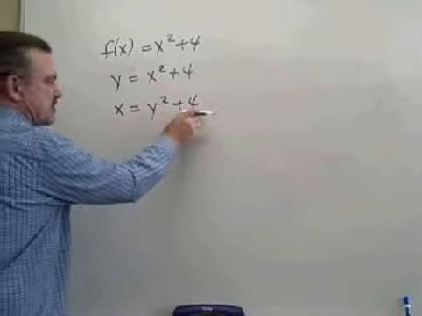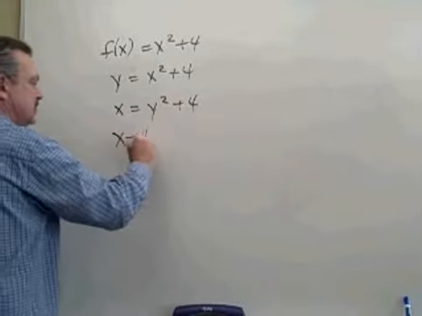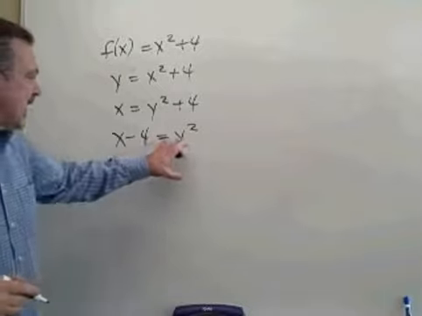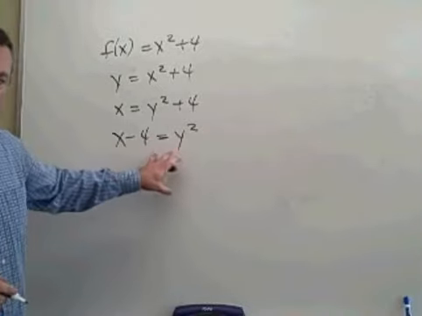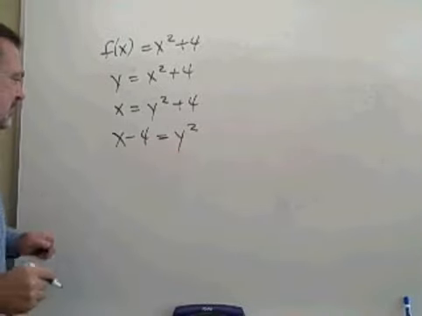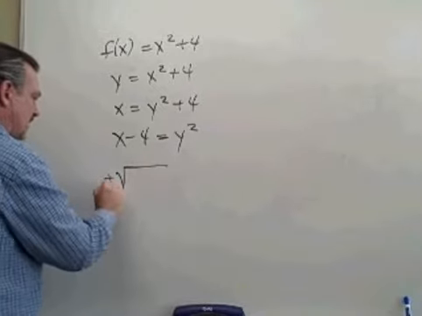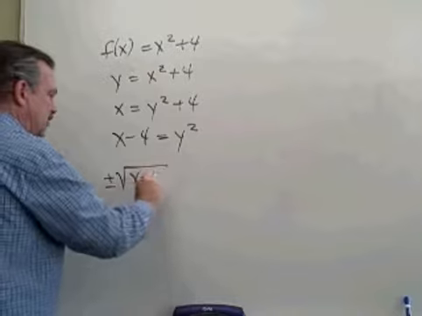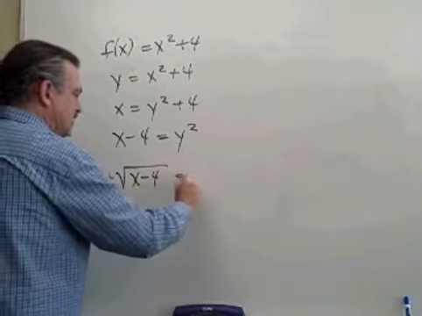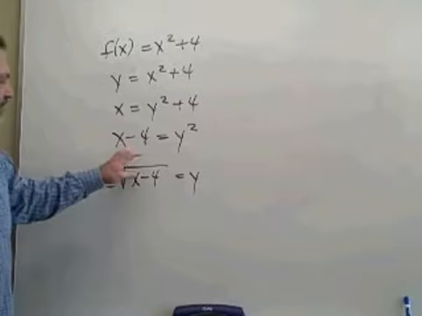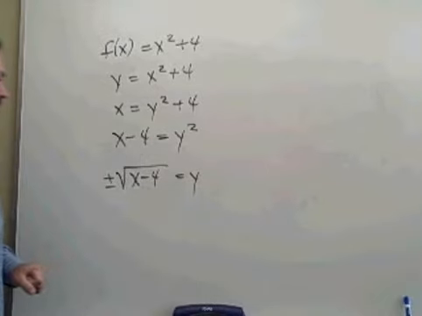and solve this new equation for y. So the first thing I'll do is subtract 4 from both sides. And now, to solve for y, I need to take the square root of both sides. Well, remember, as soon as I take the square root, I have to account for both the positive value and the negative value that will give us the y value.